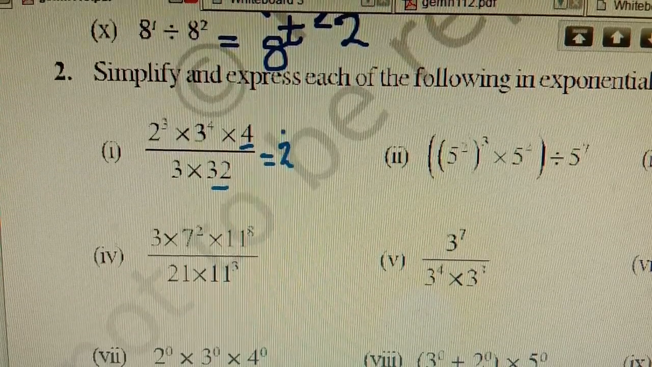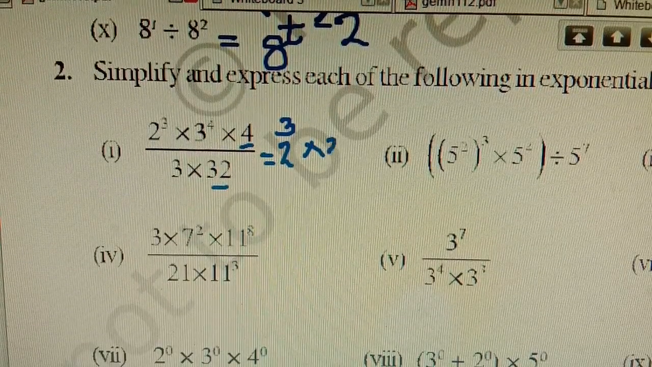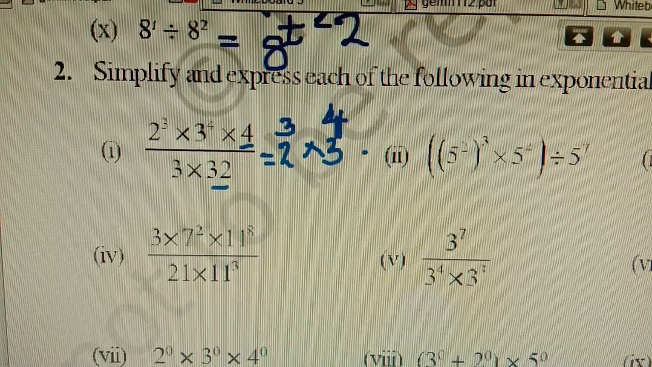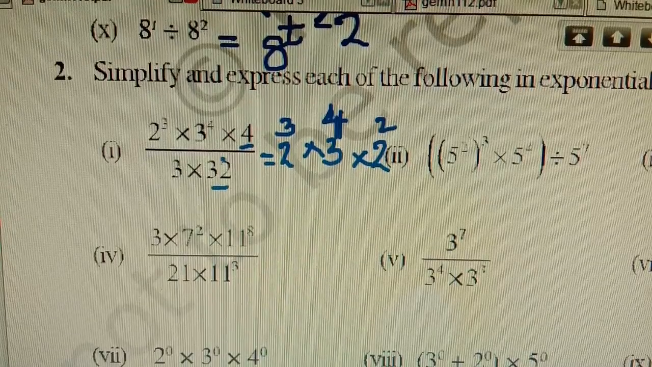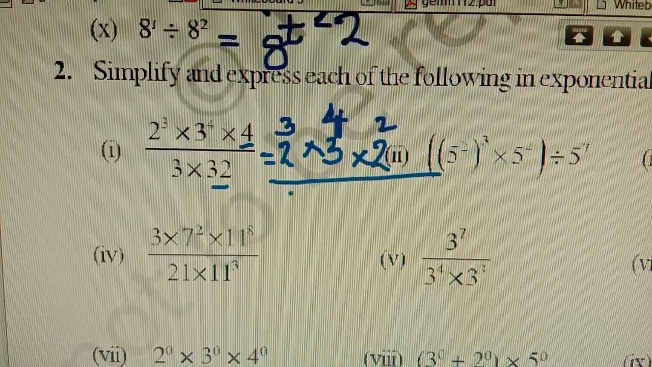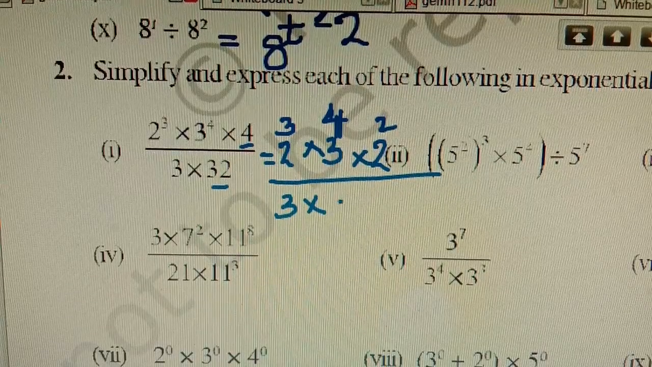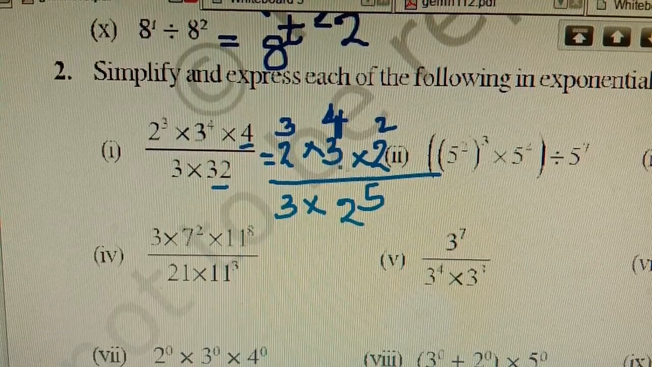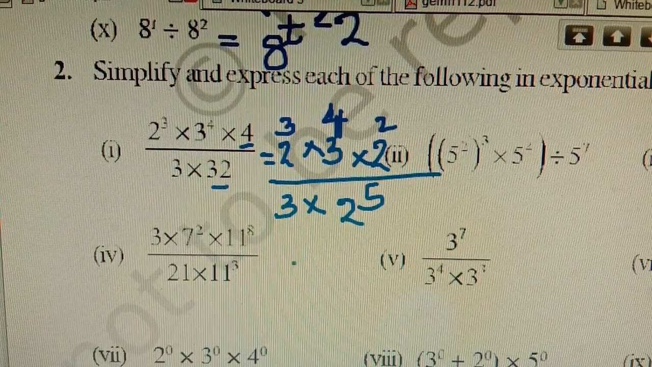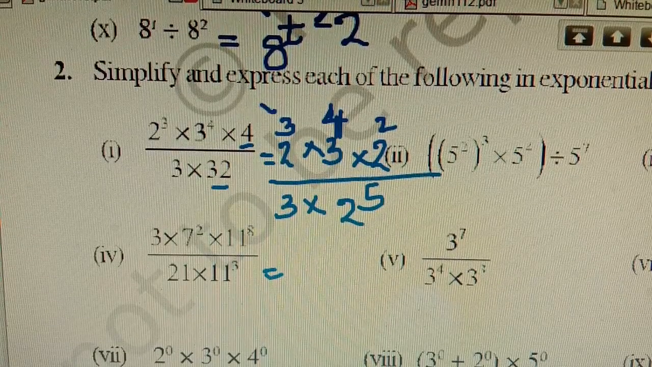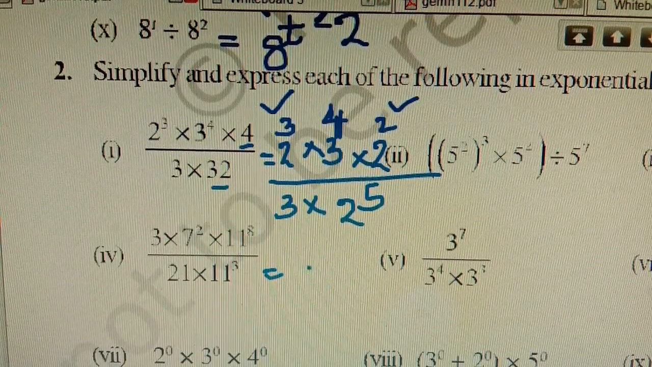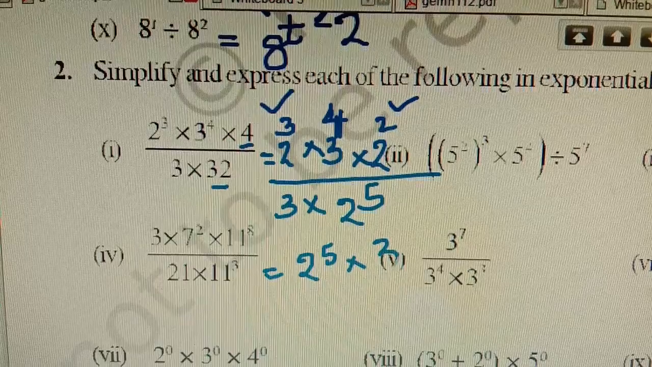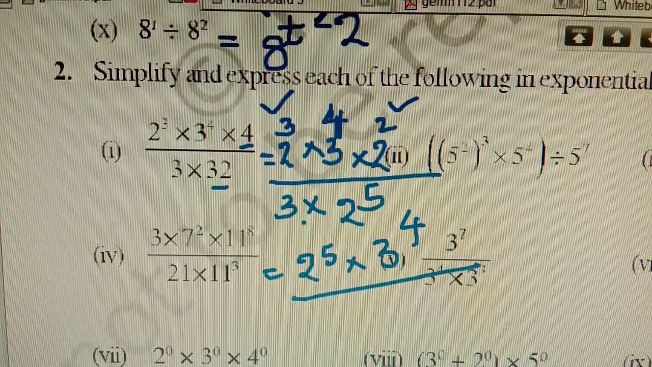So first we can write 2 to the power of 3, then 3 to the power of 4, and for this 4 we write 2 square. Then divided by denominator is 3 into 32. For that 32 we can write 2 to the power of 5 because 32 means 2 to the power of 5. Now we can combine. Then numerator we can see 2 to the power of 3 and 2 to the power of 2, that is together 2 to the power of 5, and here 3 to the power of 4 divided by here 3 into 2 to the power of 5.